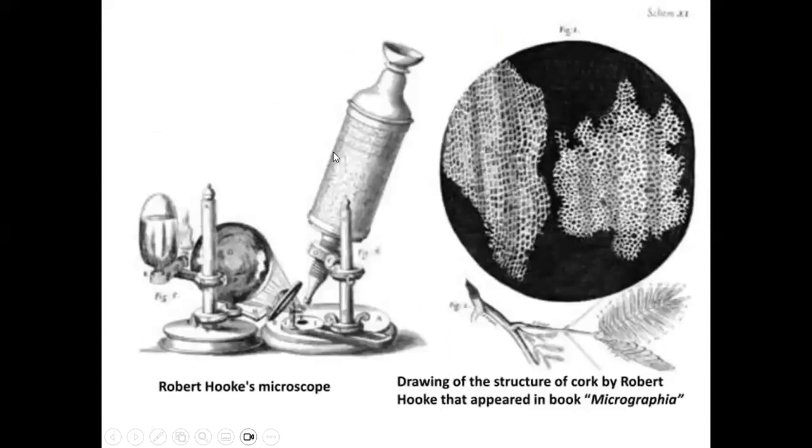So here is the image of Robert Hooke's microscope, the first discovered light microscope. And here are the drawings of the structure of the cells that Robert Hooke observed under the light microscope, which had the honeycomb-like appearance.